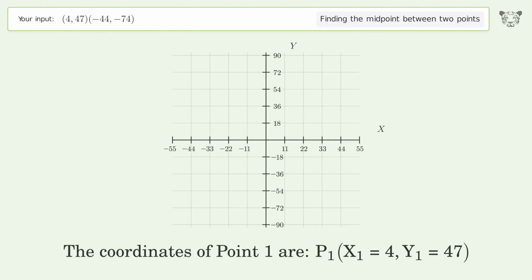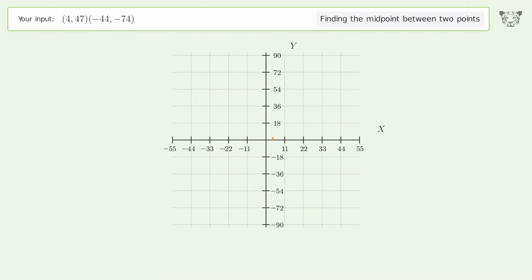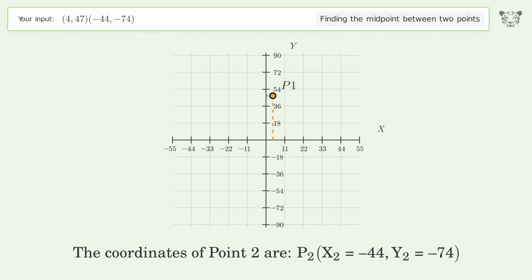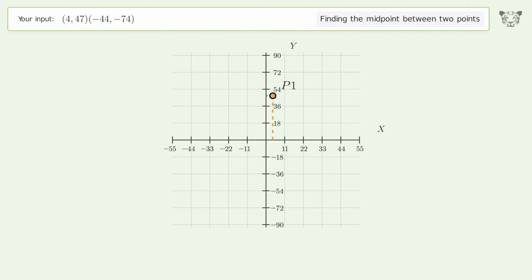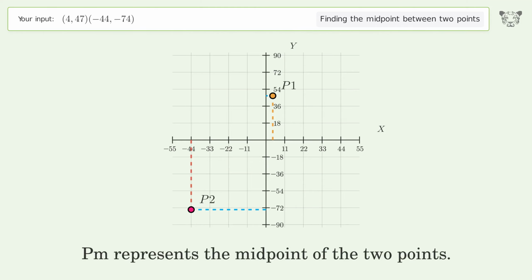The coordinates of point 1 are, x1 equals 4, y1 equals 47. The coordinates of point 2 are, x2 equals -44, y2 equals -74. PM represents the midpoint of the 2 points.